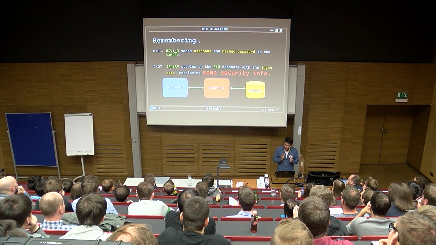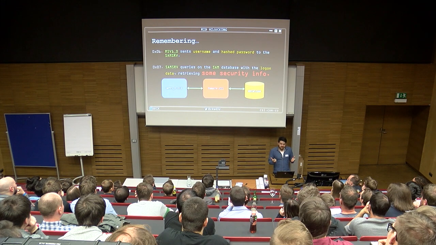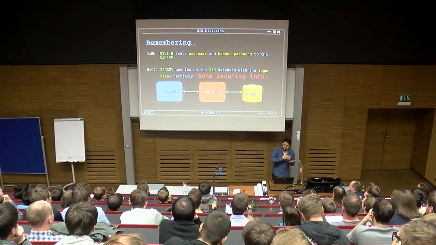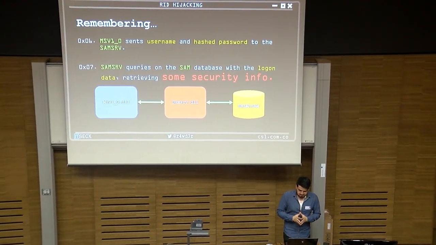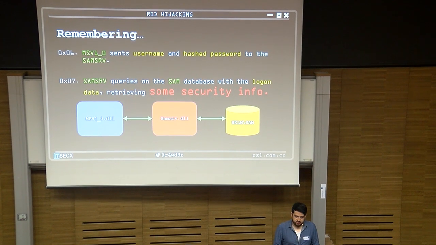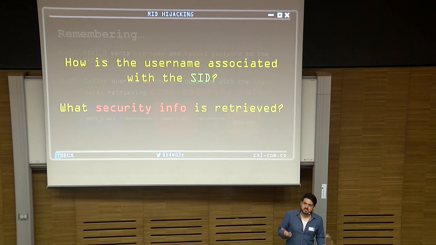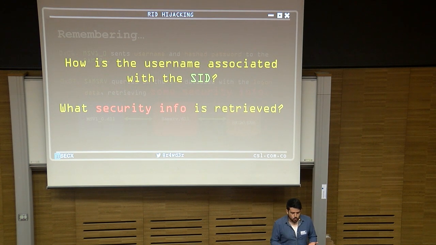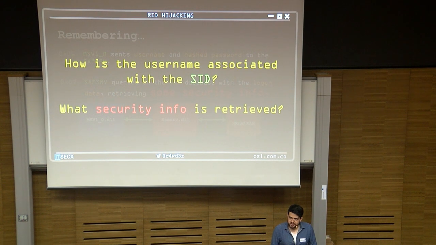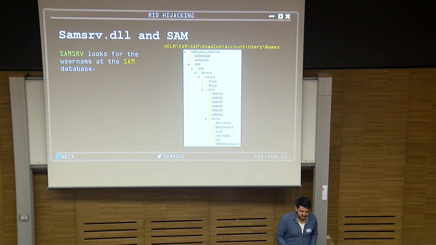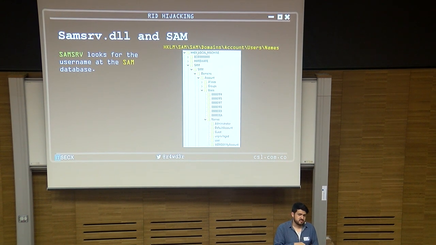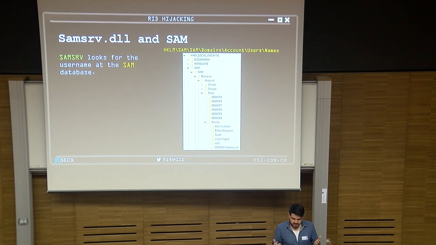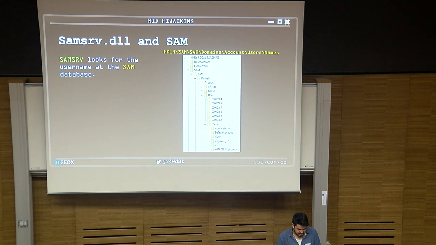So do you remember this part of the authentication process? Here is the exact moment when a username is translated to his associated security identifier, and then some important data is obtained from the SAM. So how is the username associated with the security identifier, and what security information is retrieved? The SAM server knows how to translate from username to security identifier. So it goes into the SAM database, which is the registry hive we all know, and selects the username on this.